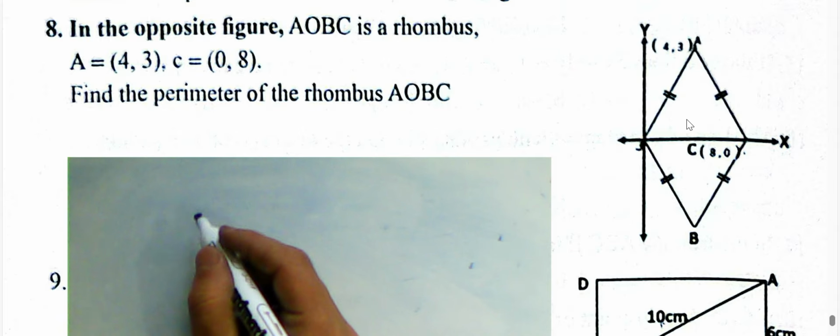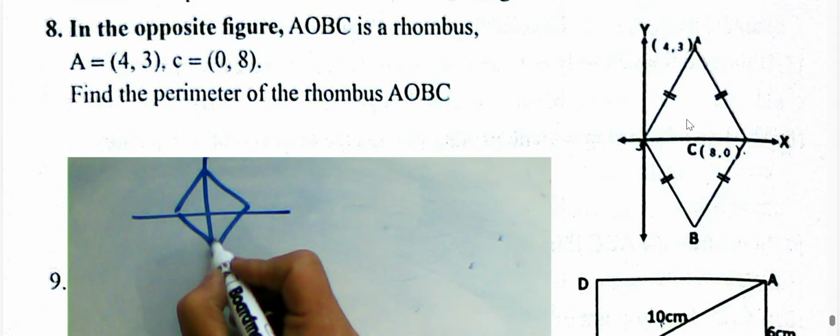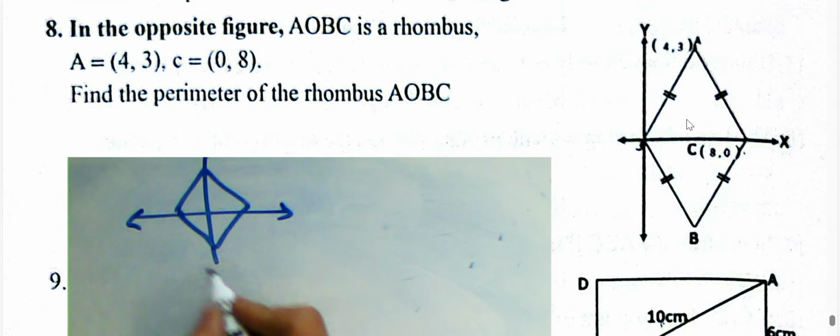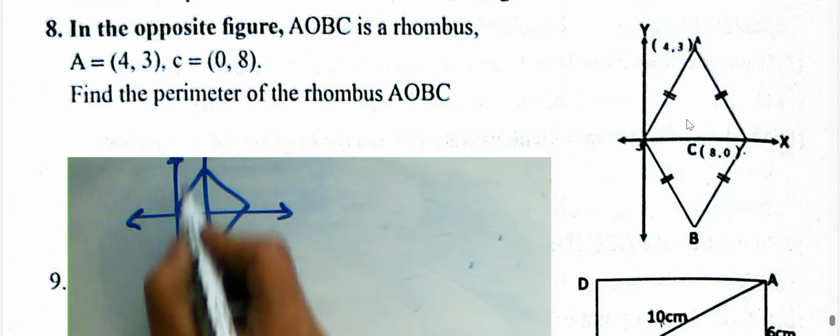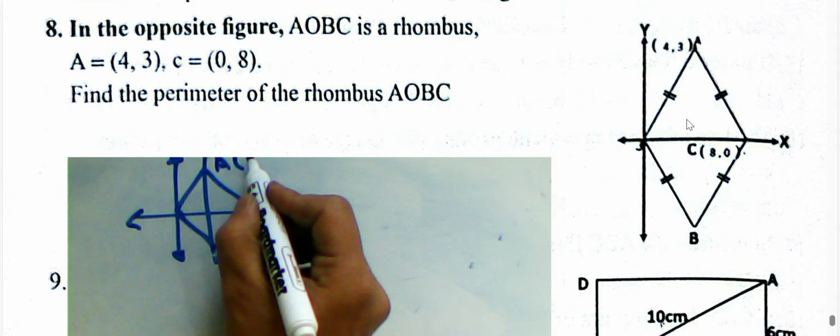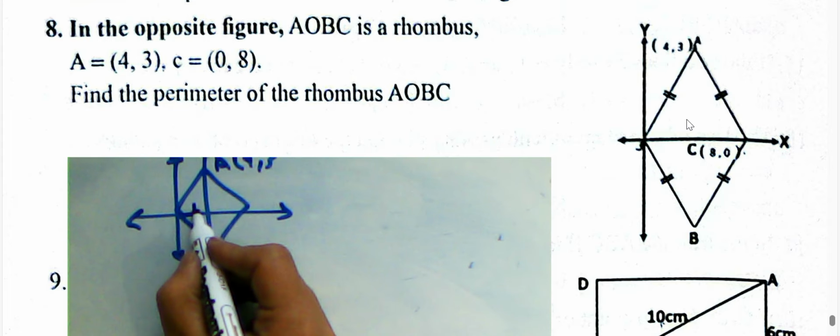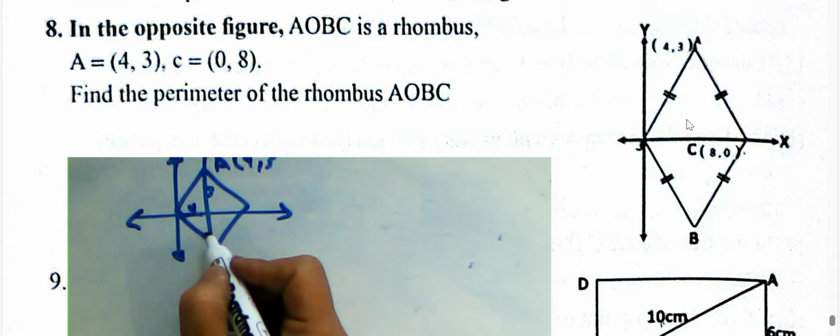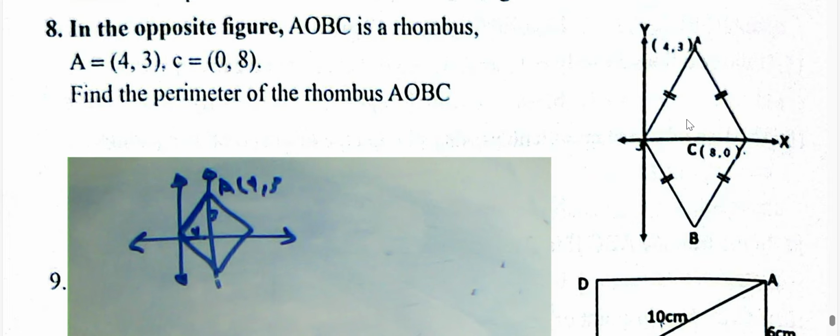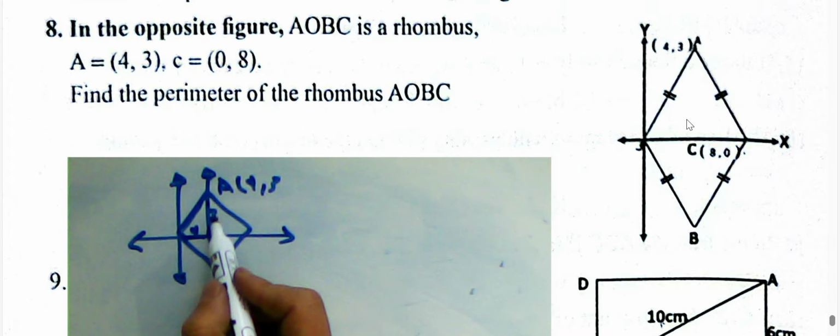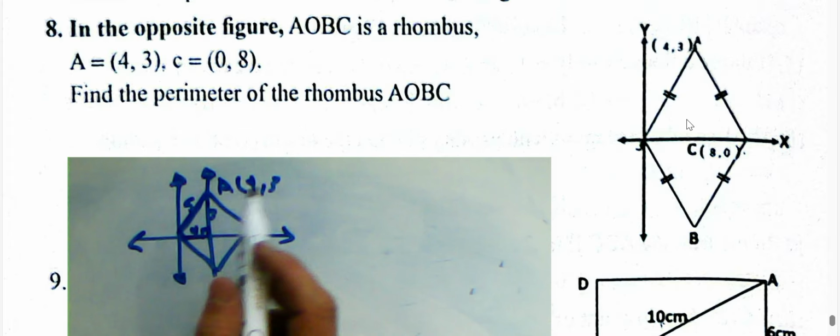We know two diagonals are perpendicular in a rhombus. Okay, we can draw the perpendicular here. He gives me the coordinates of the point A as 4 and 3. It means going 4 and up 3. This length is 4 and this is 3. Then we can find the length here from the Pythagoras theorem. It's an easy question. We go 4 and up 3, then it will be 5 centimeters or 5 units.